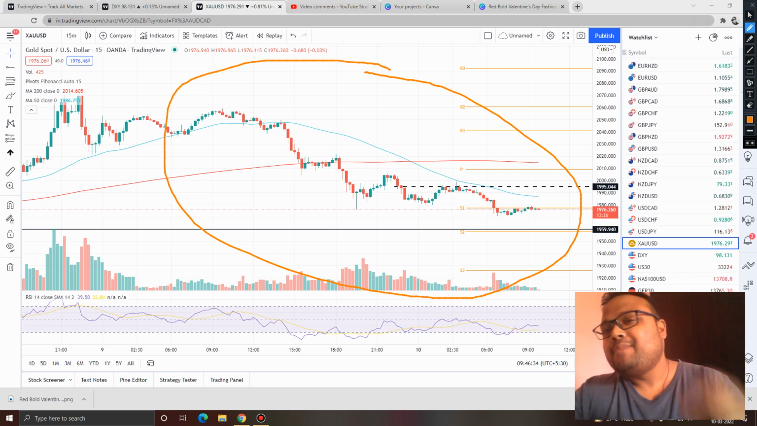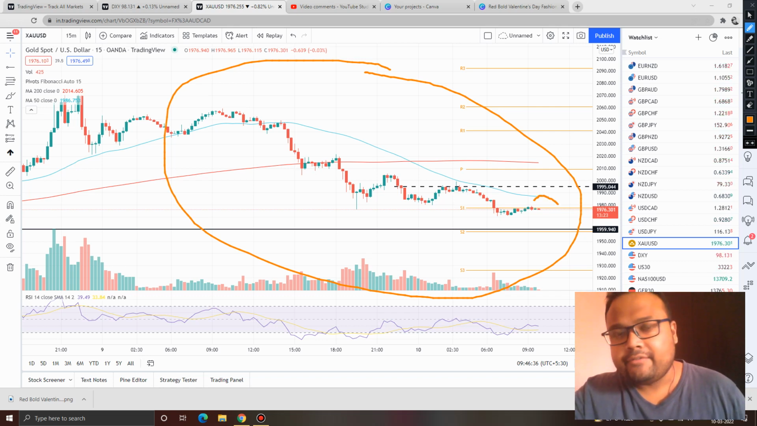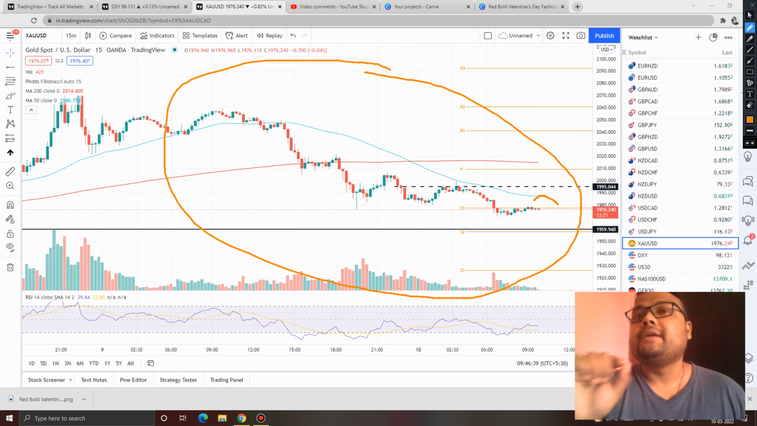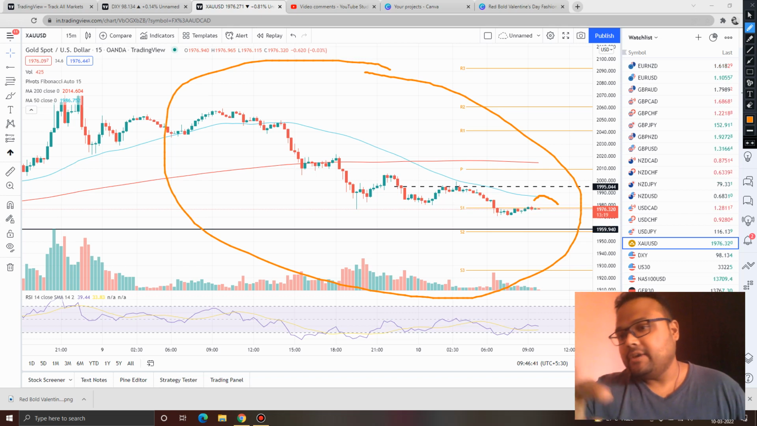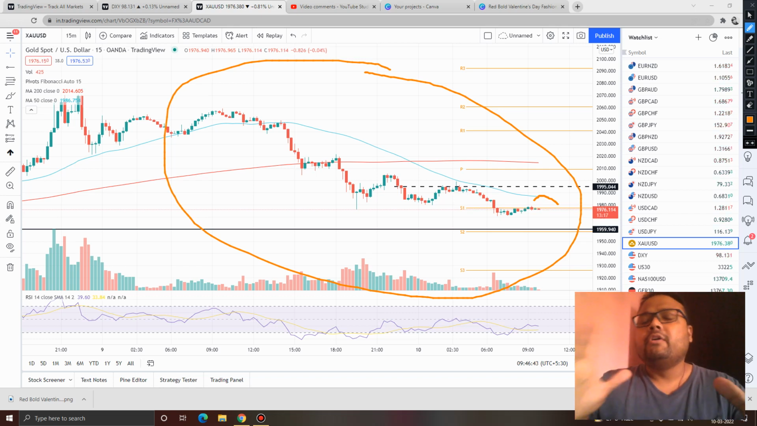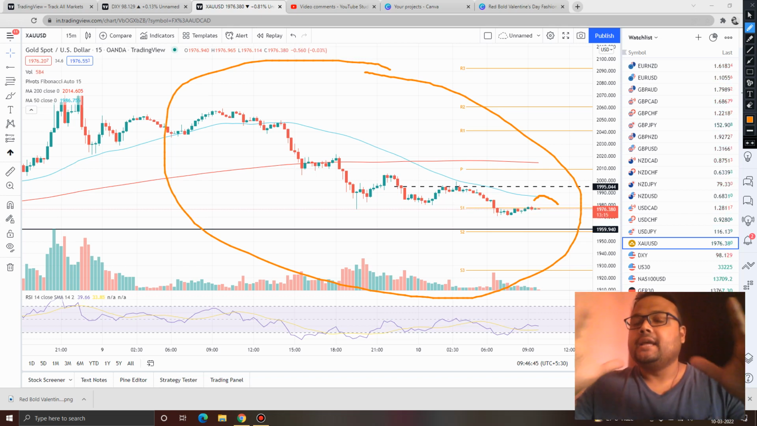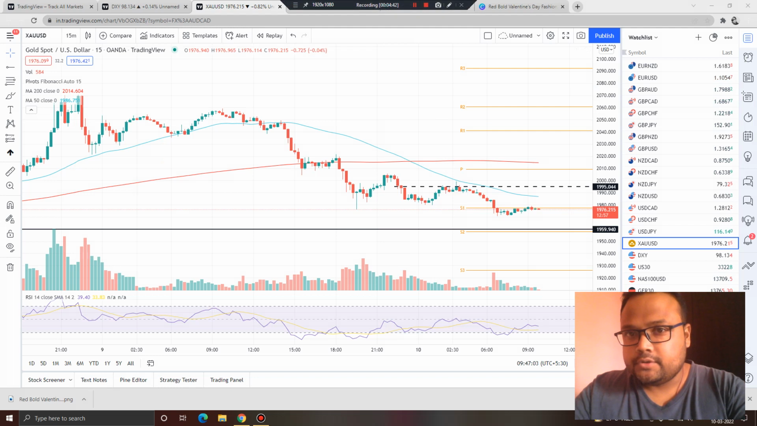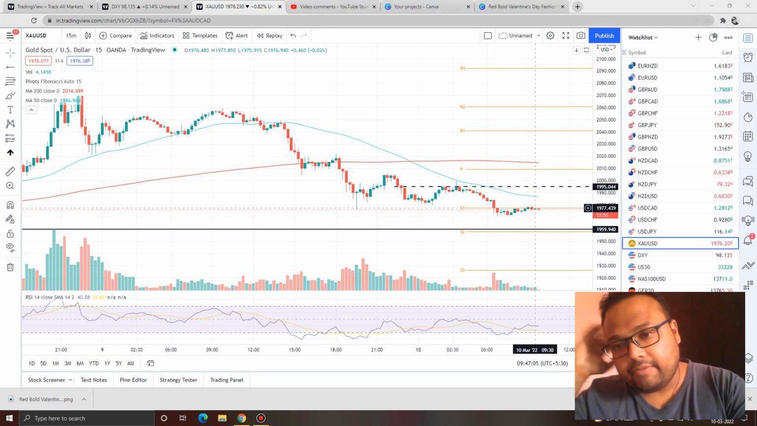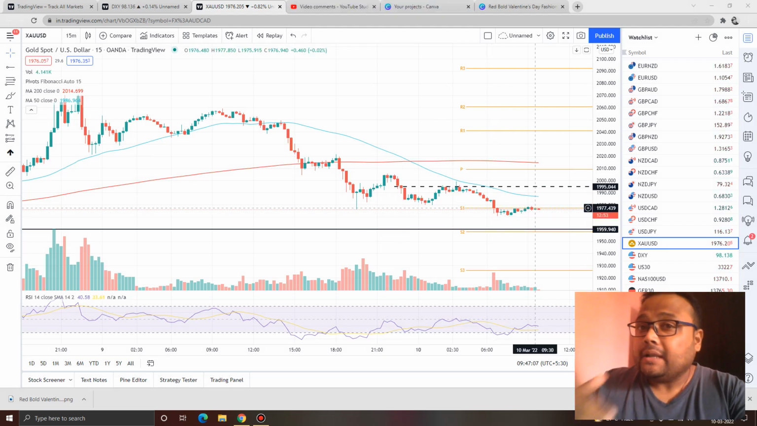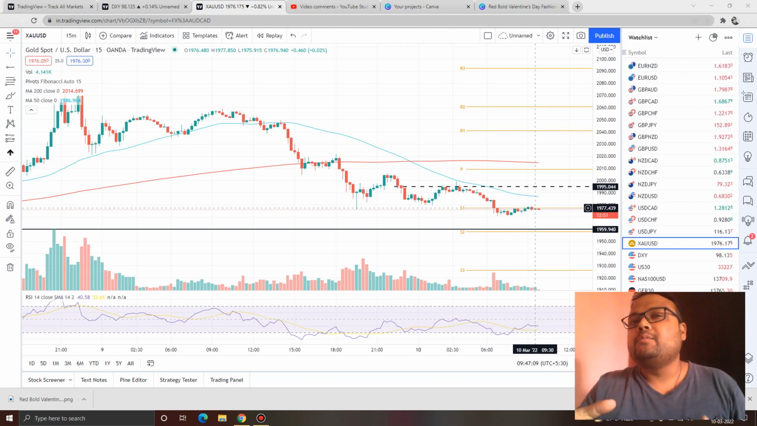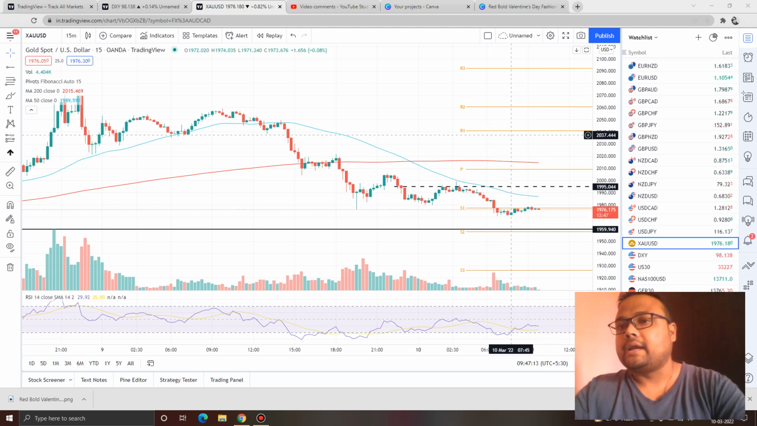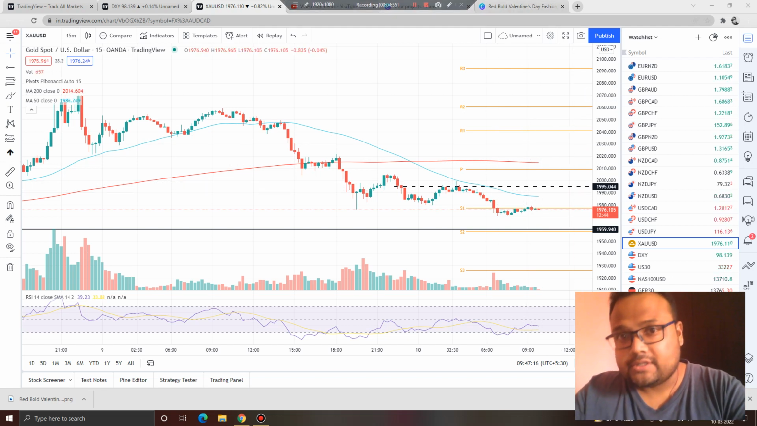If the market reverses from the 50 moving average, because this is the dynamic resistance for the market, we will get the understanding that yes, the temporary downtrend in the market is still present and we can go for a sell. But on the other hand, if the market breaks the 50 moving average also, then do not panic. The important level in this market is 1995 to 2000.